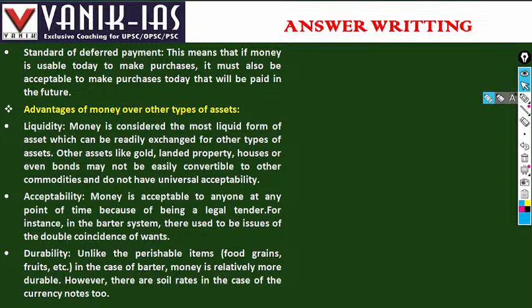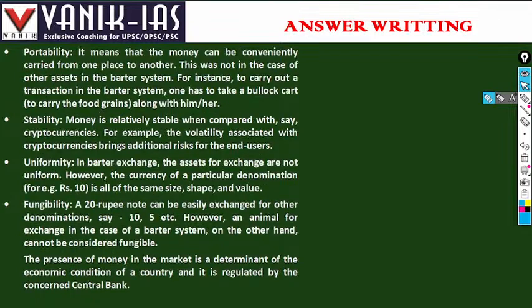However, there are soiled notes in the case of currency notes. That means they are spoiled, but they can be exchanged. The soiled notes are exchanged at regular intervals. Portability. It means that money can be conveniently carried from one place to another. This was not the case with other assets in the barter system. For instance, to carry out a transaction in the barter system, one has to take a bullock cart or carry the food grain along with him or her.